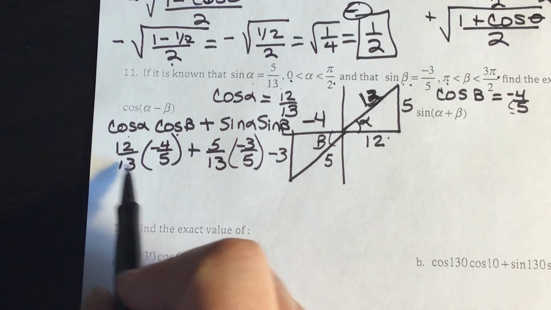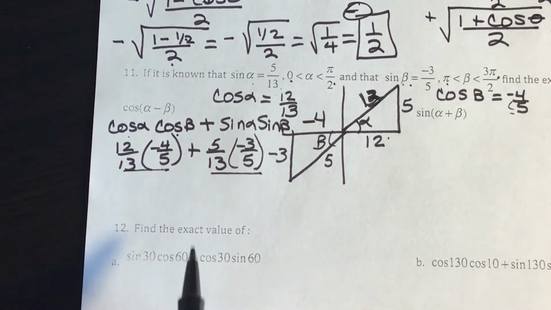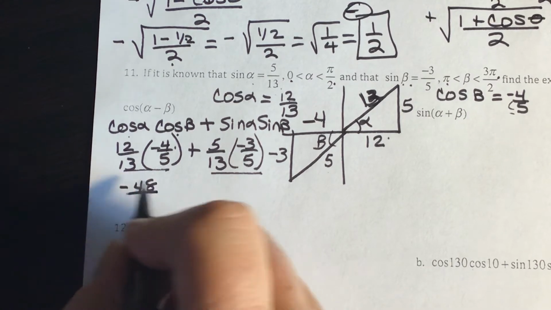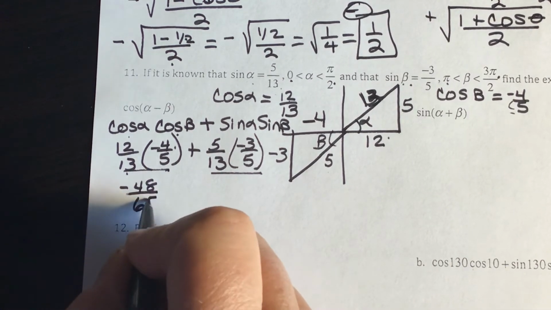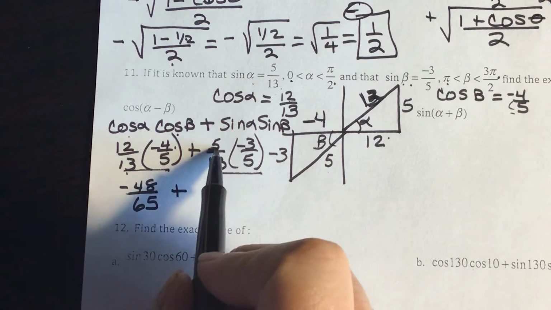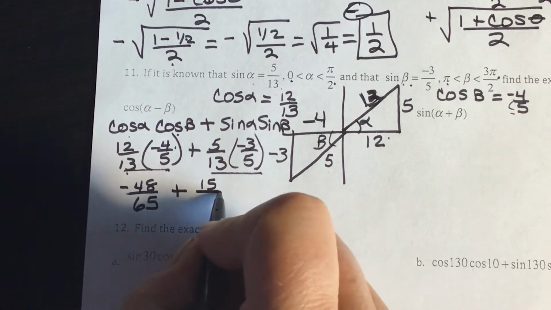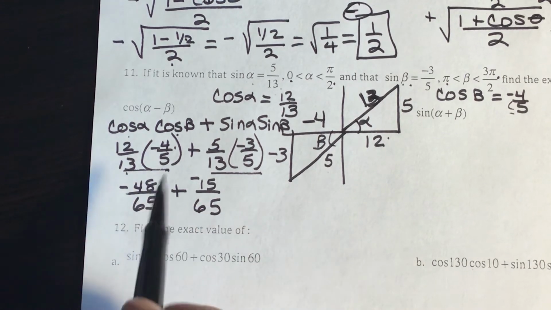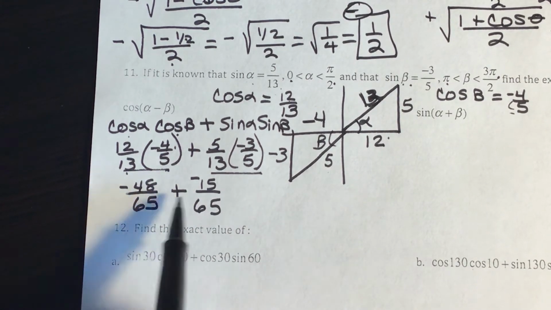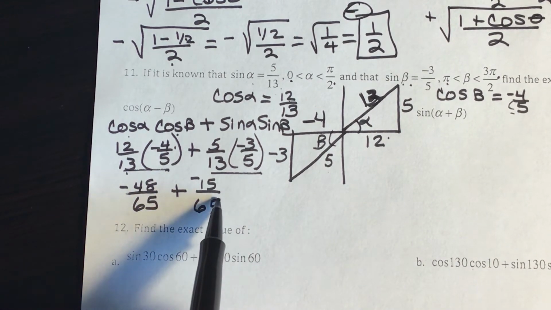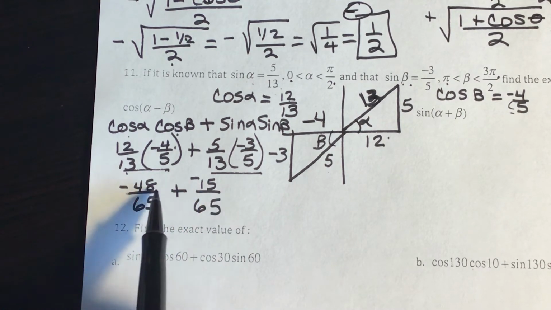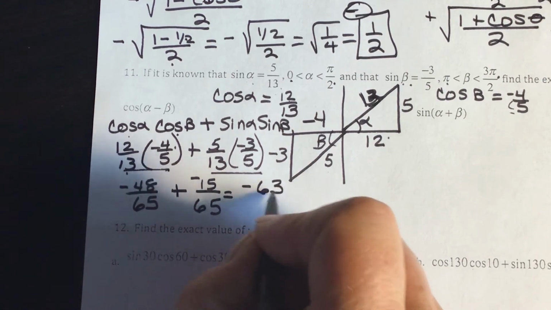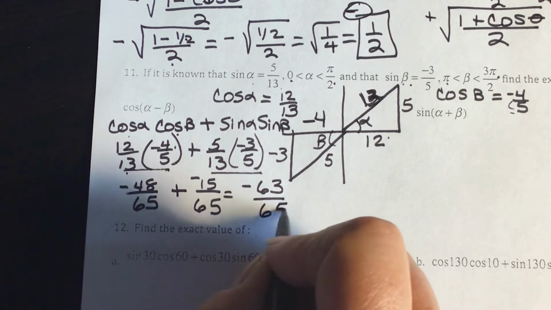Multiplying these together, so I have two parts here. 12 times 4, that's negative 48. 13 times 5 is 65. 5 times 3 is 15. That's negative over 65. Now I'm going to add my 48 plus 15. These are both negative, so I'm going to add them. And this is negative 63 over 65.